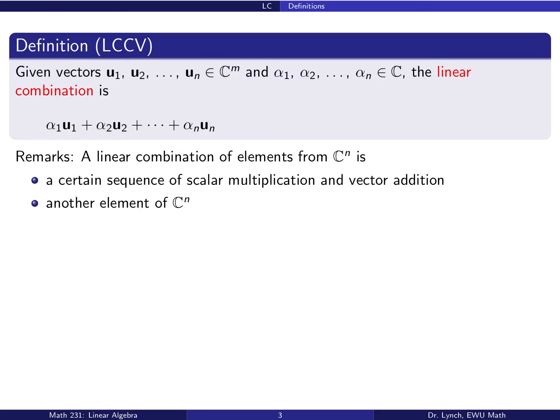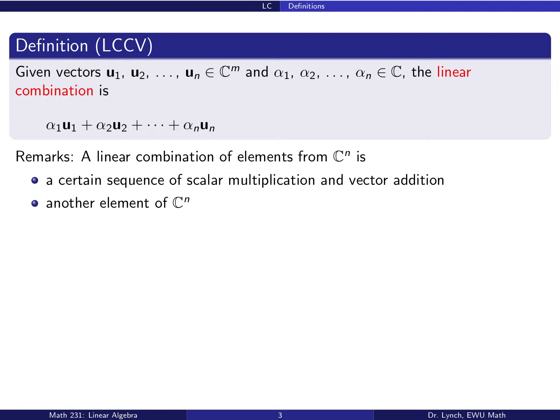Okay, so here's the definition. Given a bunch of vectors from the vector space Cm, these vectors are u1, u2 out to un, and given a bunch of scalars from the scalar field C, the linear combination is given by alpha 1 u1 plus alpha 2 u2 all the way out to alpha n un.